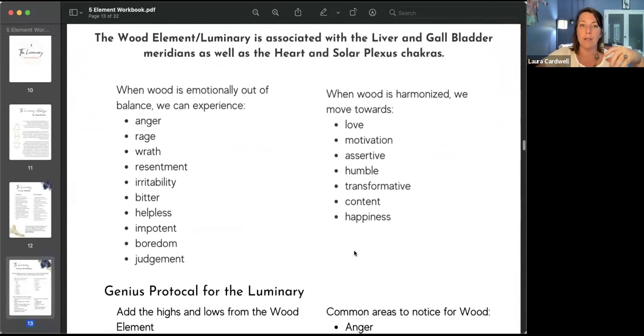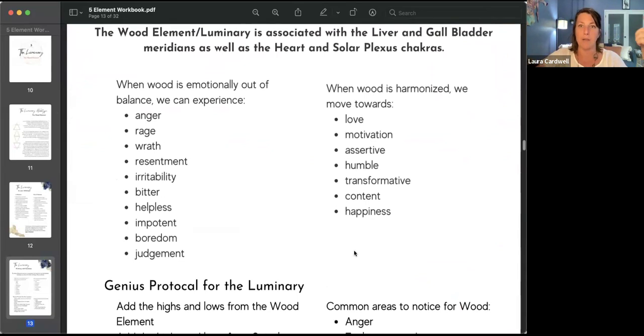So the emotions that are associated with wood are anger and rage, wrath, resentment, irritability, all the things that go around anger and the different levels of the brain. You can also see bitterness. And then on that weak side, you see helplessness or not being able to set the boundaries to move forward. It can be totally a lack of engagement, no motivation, right?